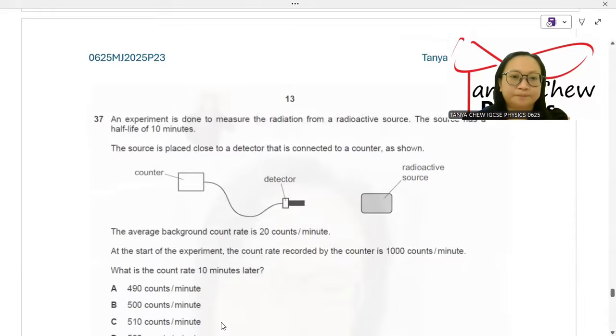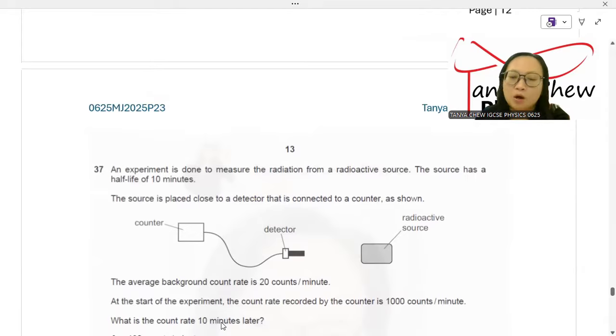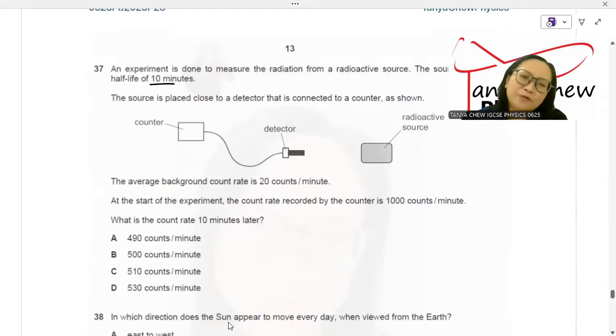Number 37. An experiment is done to measure the radiation from a radioactive source. The source has a half-life of 10 minutes. The source is placed close to a detector that is connected to a counter as shown. Average background count rate is 20 counts per minute. At the start of the experiment, the count rate recorded by the counter is 1000 counts per minute. What is the count rate 10 minutes later? How do you do it?